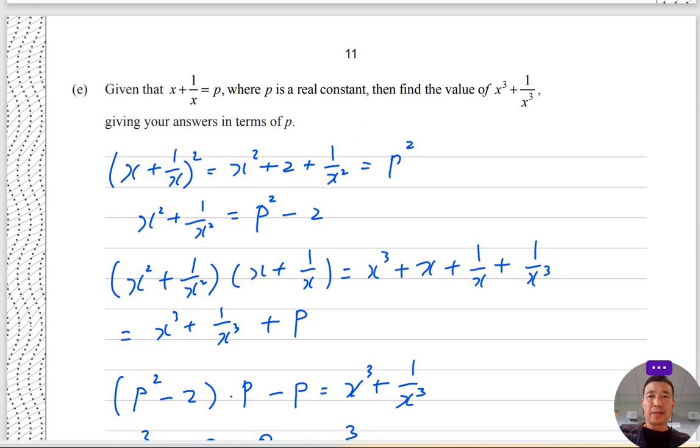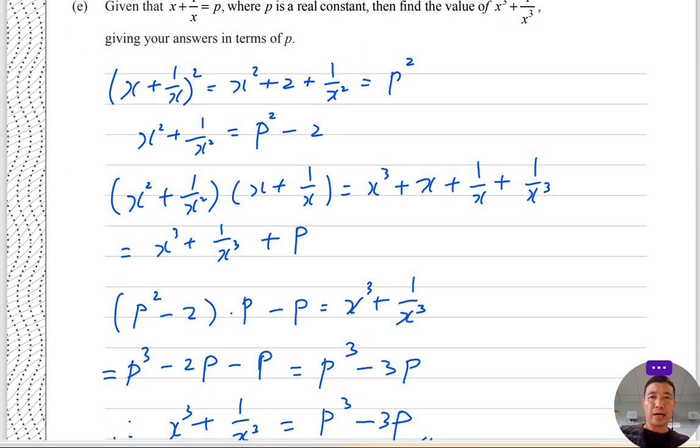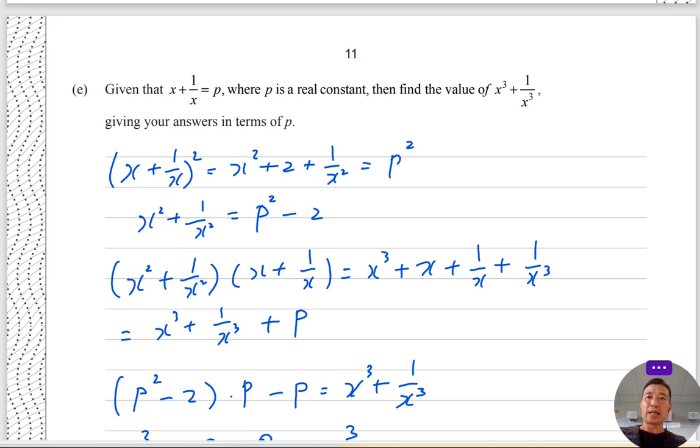Okay, question E. I think this is the last question. Given that x plus 1 over x equals p, where p is a real constant, find the value of x cubed plus 1 over x cubed, giving your answer in terms of p. I like this question. I think this is pure algebra rather than complex numbers. So if I square x plus 1 over x, that's x squared plus 2 plus 1 over x squared, isn't it? So that's p squared.